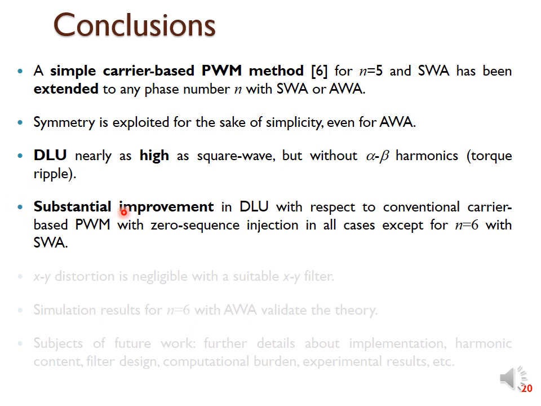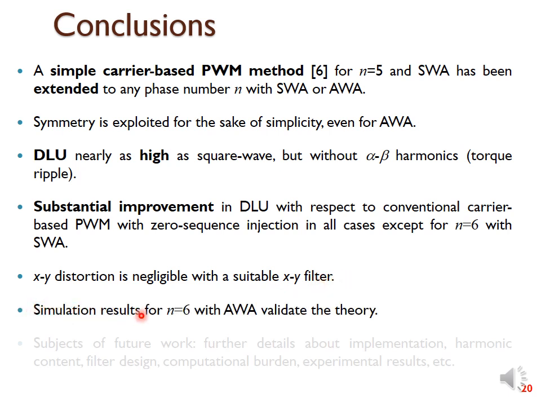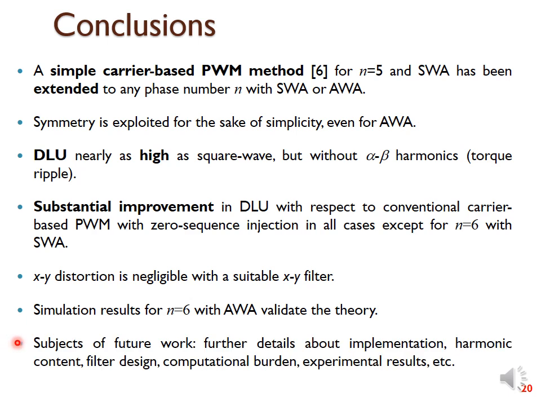The enhancement in DC-link utilization in comparison with the conventional carrier-based PWM with zero sequence is significant in all the cases except for 6 phases with symmetrical windings. The current harmonics in the XY plane can be disregarded provided a suitable XY filter is adopted. Simulation results obtained for 6 phases and asymmetrical windings validate the theoretical outcomes. Some possible subjects of future work include, for example, providing further details about the implementation, the harmonic content, the filter design, the computational burden, performing experimental results, etc.